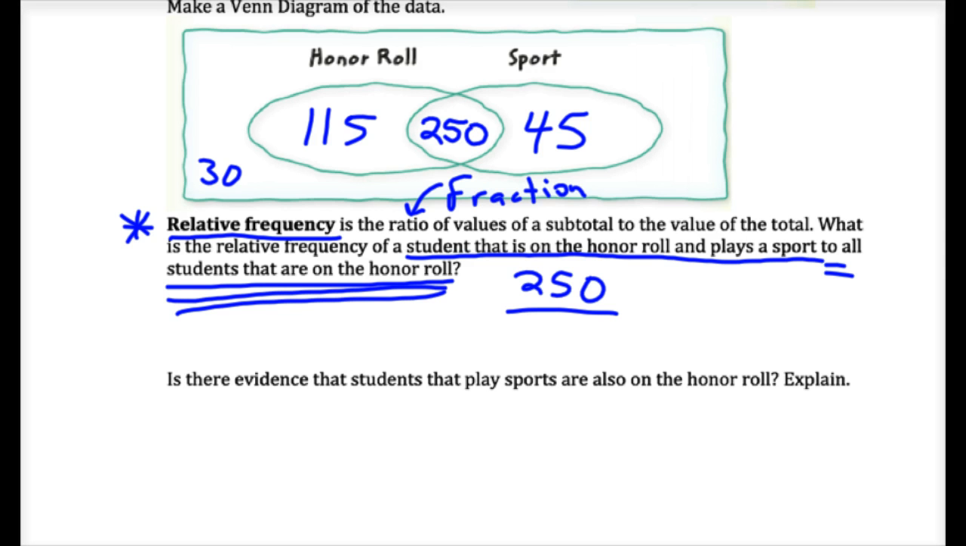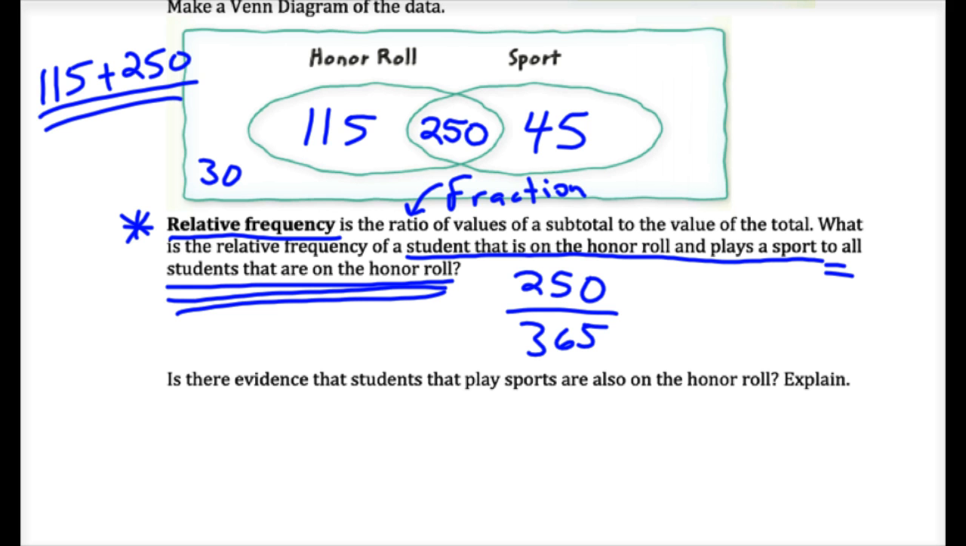It'd be 250 over 365. Right. How'd you get 365? I don't even see that number up there. Because you add the kids who play sports and honor roll plus just honor roll. Excellent answer. 365. Now, everybody grab your calculator and divide that out to get the decimal, and then we can talk about the percentage.